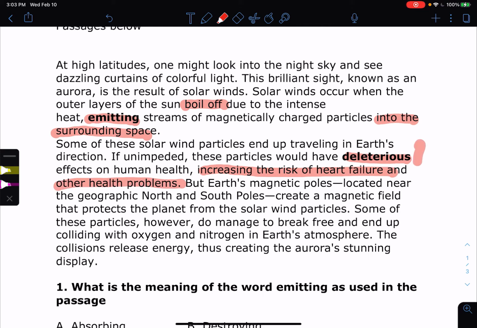But Earth's magnetic poles, located near the geographic north and south poles, create a magnetic field that protects the planet from the solar wind particles. Some of these particles, however, do manage to break free and end up colliding with oxygen and nitrogen in Earth's atmosphere. The collision releases energy, thus creating the aurora stunning display.